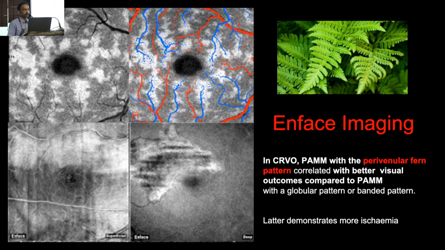Again, NFAS OCT is also useful. Sometimes you see a fern leaf-like pattern. When you happen to see these patterns, these are better prognostic signs as against the globular pattern and the banded pattern that you see in the lower pictures.